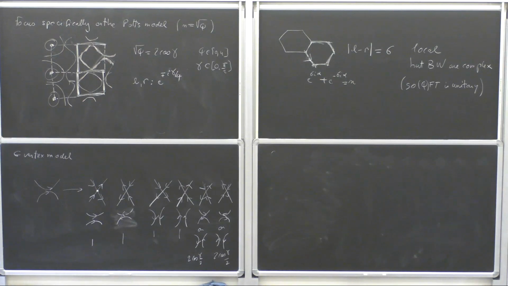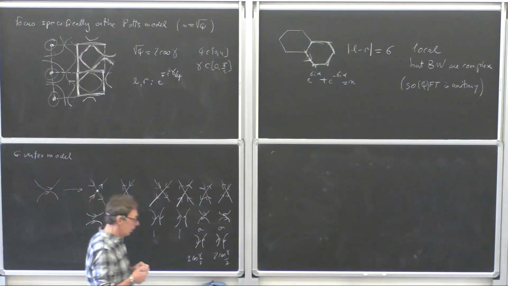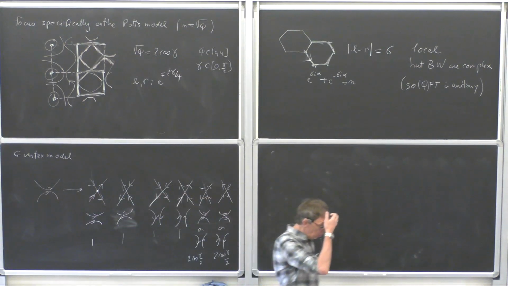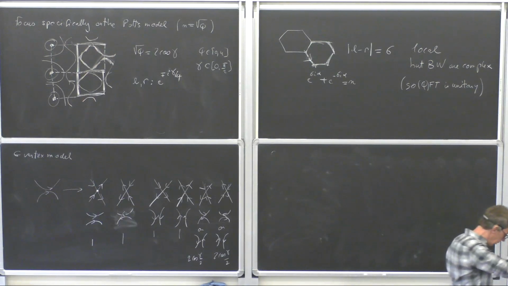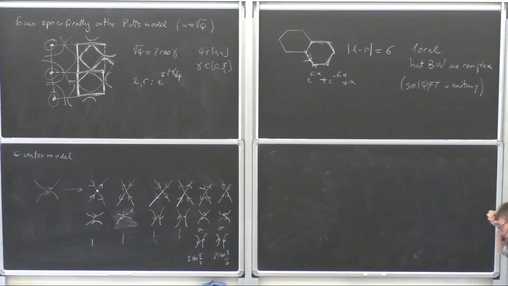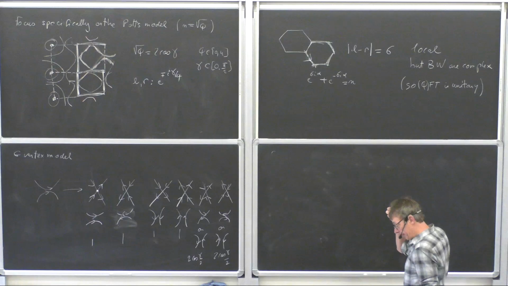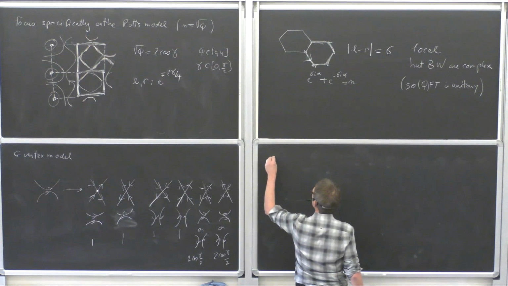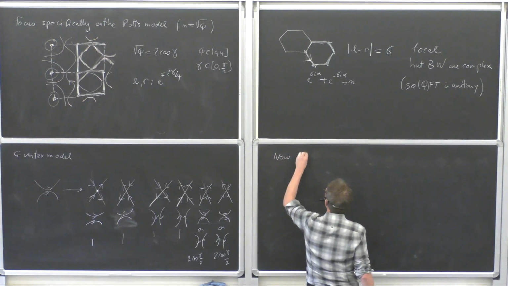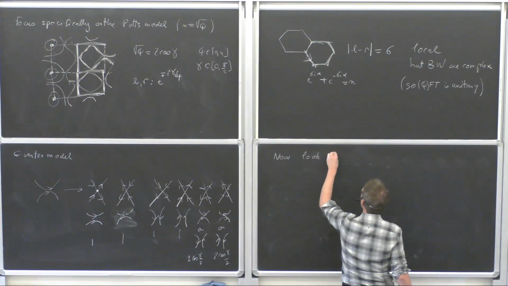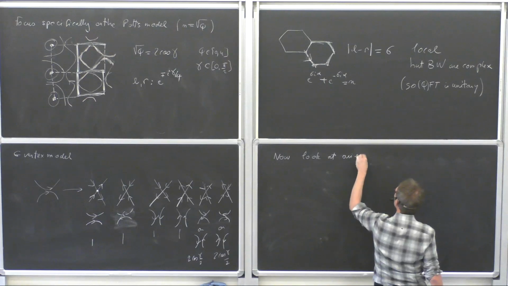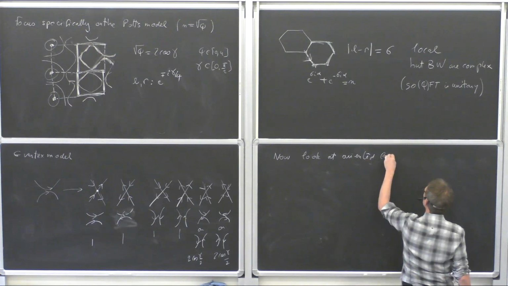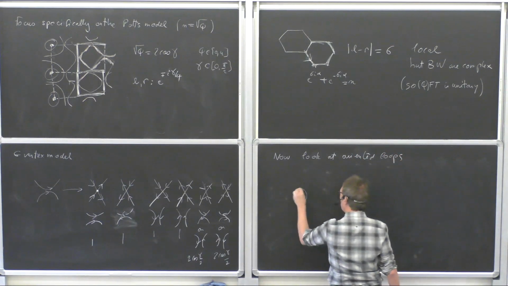Okay? So we've made the model local but non-unitary. Now what? Well, now comes the big hypothesis. So, first, look at the oriented loops. Okay, so now we have our loops.